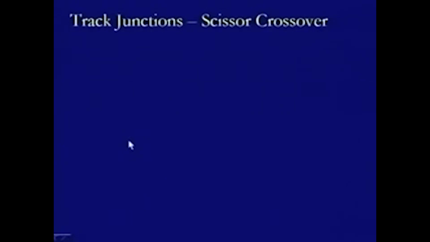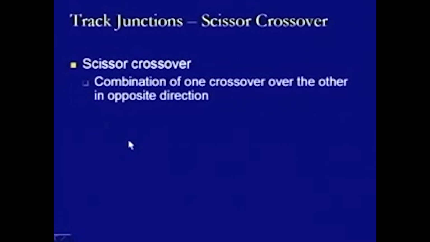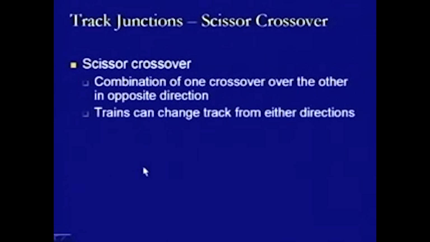Then there is a Caesar crossover. In the previous crossover, what we have seen is that only one directional crossing was provided from one track to the other track, whereas this one is a combination of one crossover over the other in opposite direction. That is, if we are overlapping the 2 crossovers over each other and take them in opposite direction, then that type of a combination is known as Caesar crossover. The Caesar means it is the shape of a Caesar which we use for cutting any of the object.